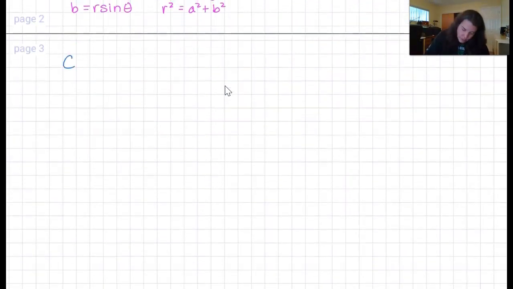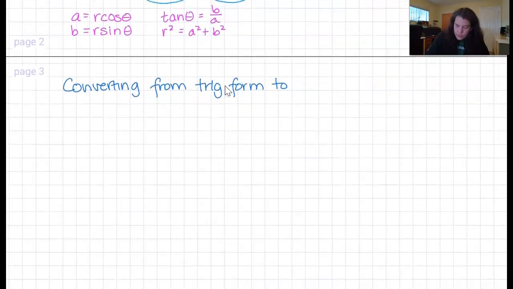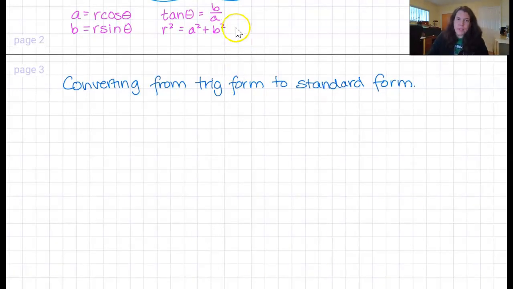Okay, so converting, let's do the easy one first, from trig form to standard form. I'm going to bring this down so we can see the formulas. Converting from trig form to standard form is not so bad. Let me move this out of the way. Sorry about that. Okay, so example.